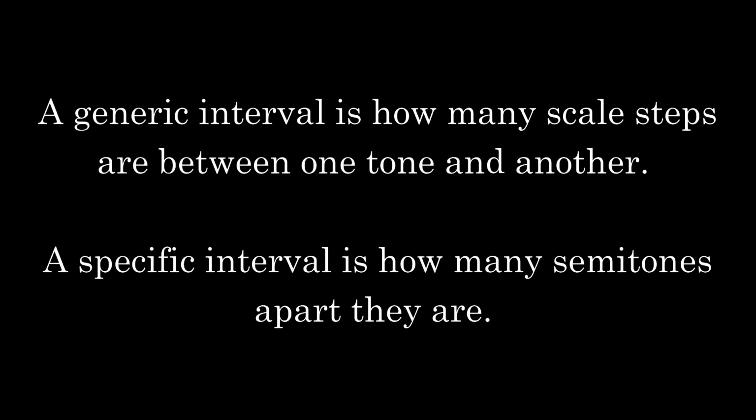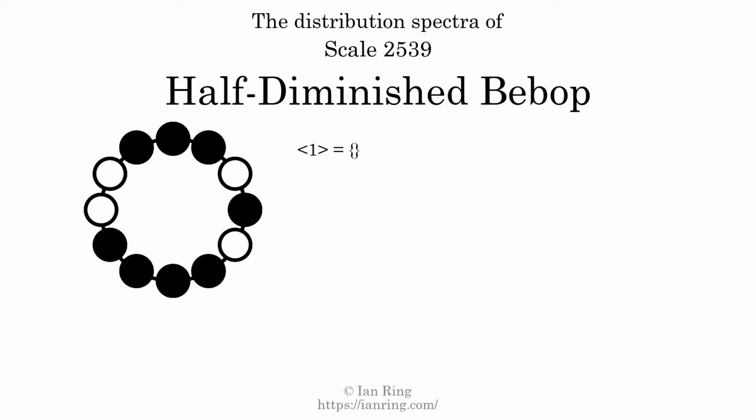A generic interval is how many scale steps are between one tone and another. A specific interval is how many semitones apart they are. The generic interval of one scale step comes in 3 different specific interval sizes: 1 semitone, 2 semitones, and 3 semitones. The spectrum width of this generic interval is the highest, 3, minus the lowest, 1, which equals 2.